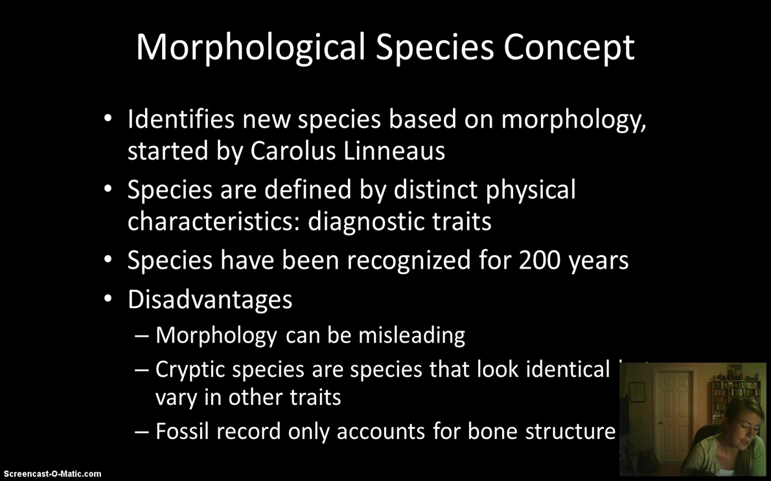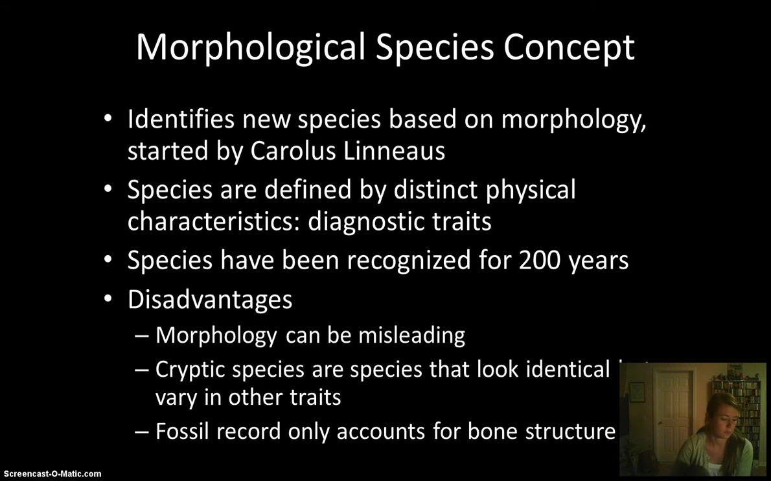And the last one is that the fossil record doesn't account for anything other than bone structure. So it doesn't account for behaviors, it doesn't account for changes in soft tissues, so changes in muscles or anything like that. It only accounts for bones. So we can't make very many assumptions about species based on the fossil record if we're just looking at morphological species concept.